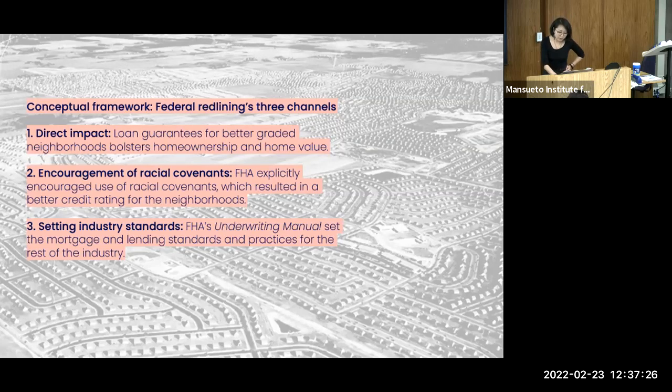So number one, the provisioning of loan guarantees based on neighborhood ratings had a direct impact in bolstering better-rated A and B neighborhoods with more credit and new construction. This also bolstered the ability of residents in these neighborhoods to own homes.